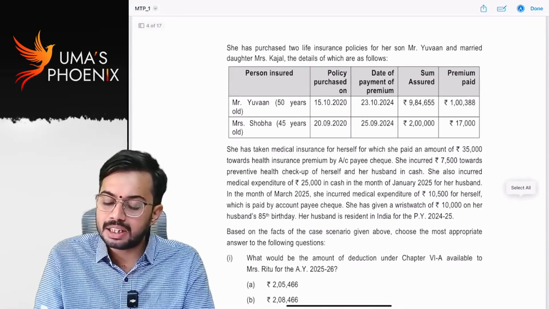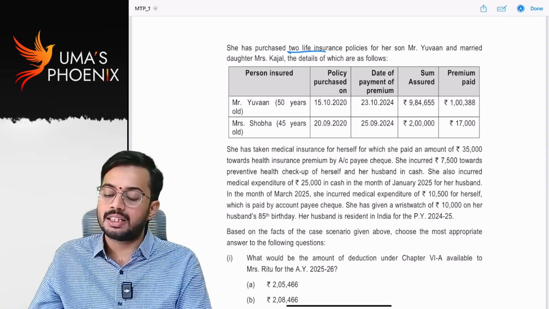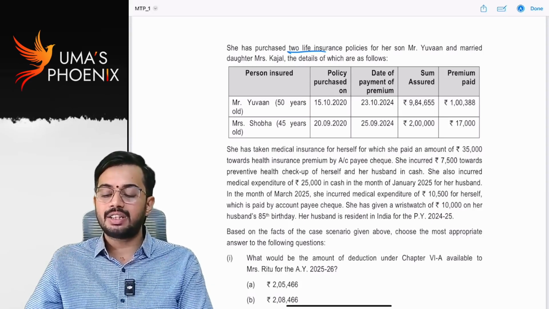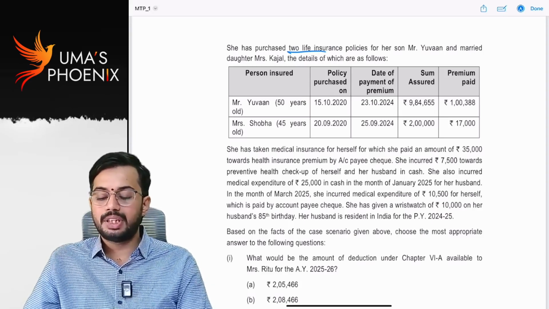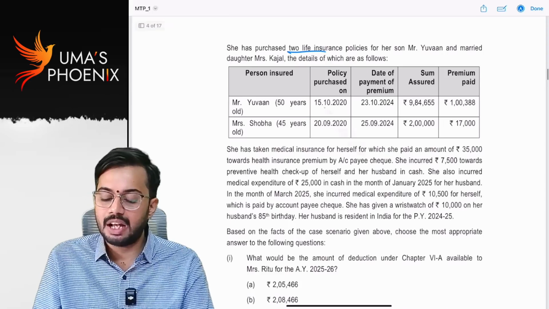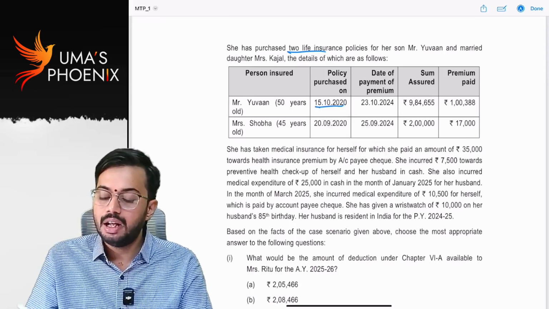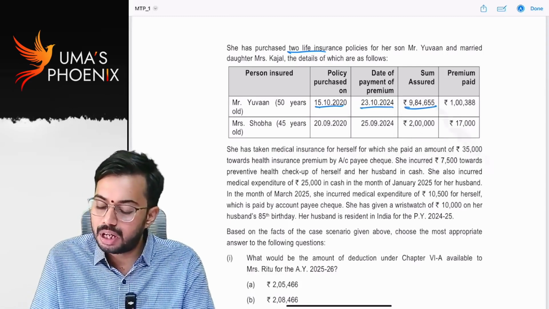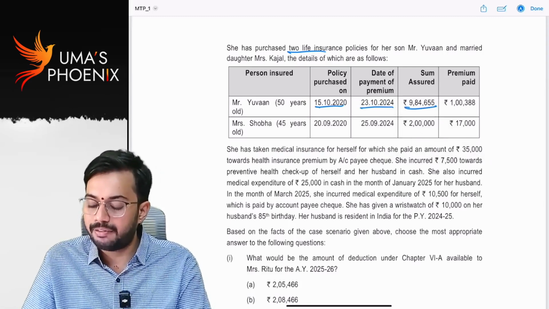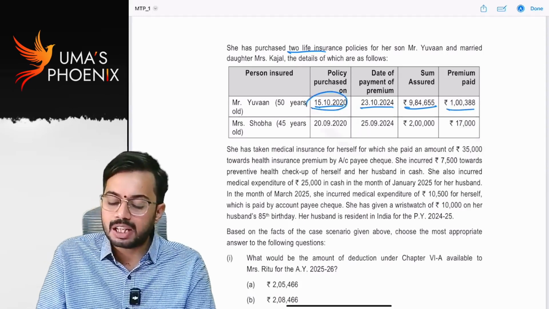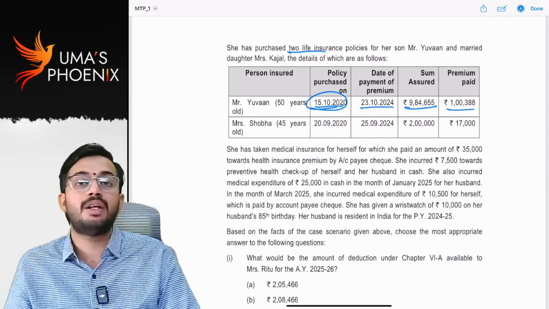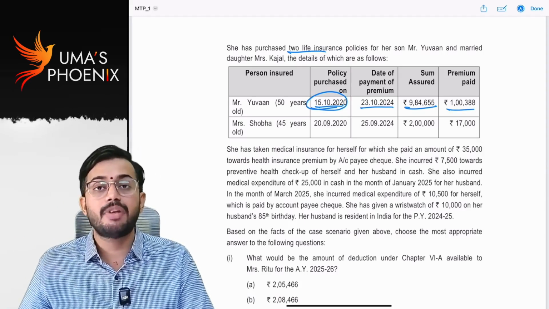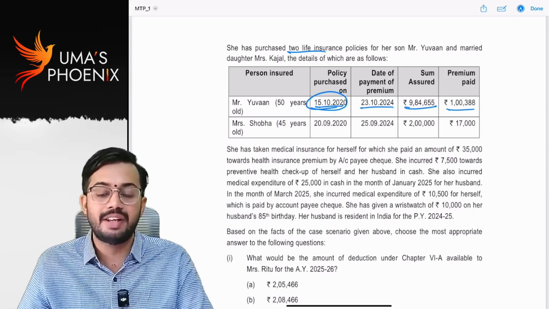She has purchased 2 life insurance policies for her son Mr. Yuan and married daughter Mrs. Kajal, the details of which are as follows. Mr. Yuan: policy was taken on 15th October 2020, date of payment of premium 23 October 24, sum assured 9,84,655, premium paid. That means the policy is taken after 1st April 2013. So the maximum deduction allowed is equal to the actual premium or 10% of sum assured, whichever is lower.